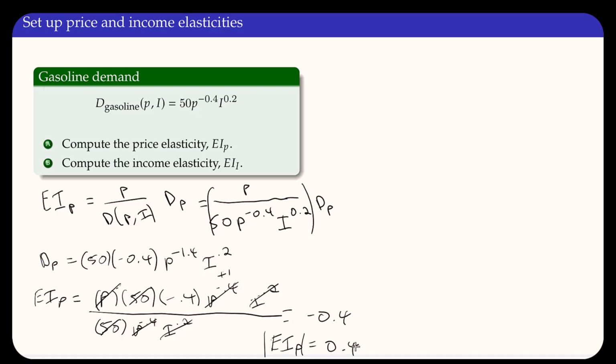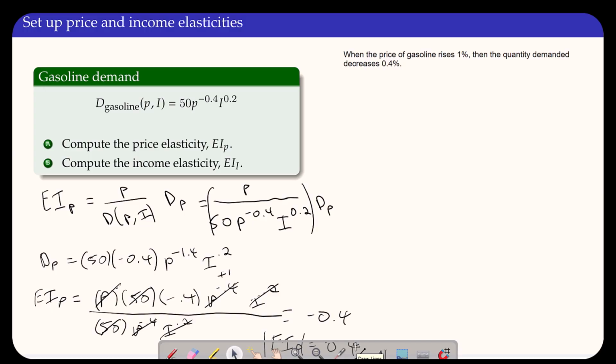How do we interpret this elasticity? Our interpretation here is going to be a 1% increase in the price of gas is associated with a 0.4% decrease in the quantity demanded of gas.